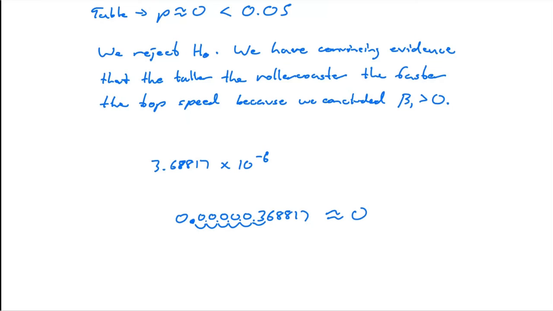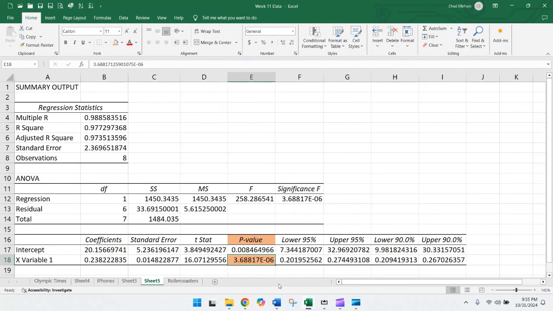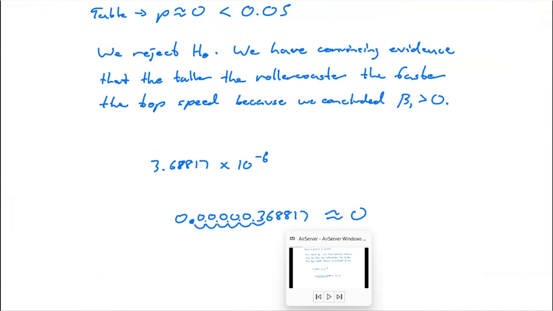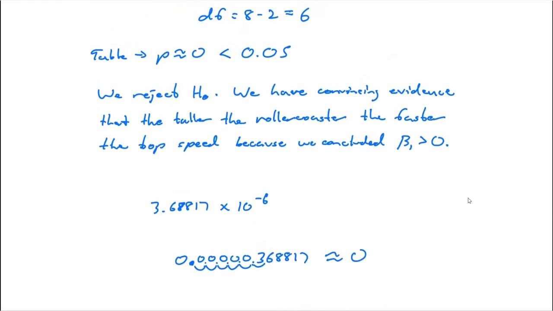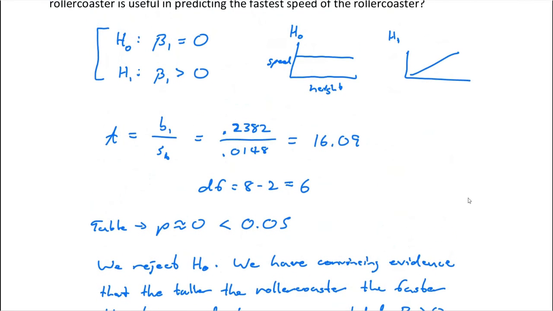That's our p-value. So Excel gives you the p-value, so you don't even have to go through the process of finding t and going to the table. You could do a data analysis in Excel and just grab the p-value right out of here and then make your conclusion based on how that p-value compares to the alpha or significance level. So that is how we do a significance test or a hypothesis test for a slope.